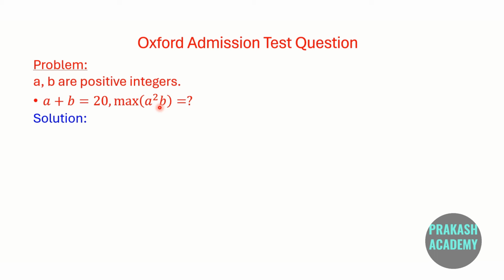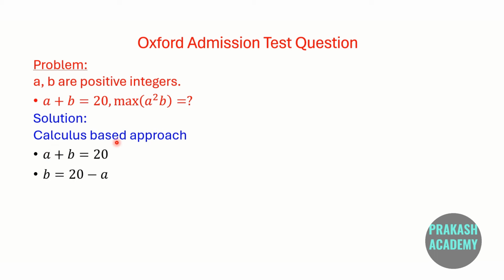Now there can be many approaches that can be used to solve this problem. In this video I will use a calculus based approach. The condition is given, that is a plus b is equal to 20. So if I take a to the right hand side, this becomes b is equal to 20 minus a. We have to maximize a squared b.